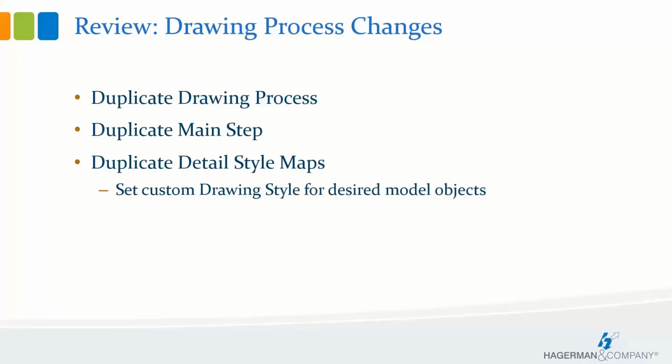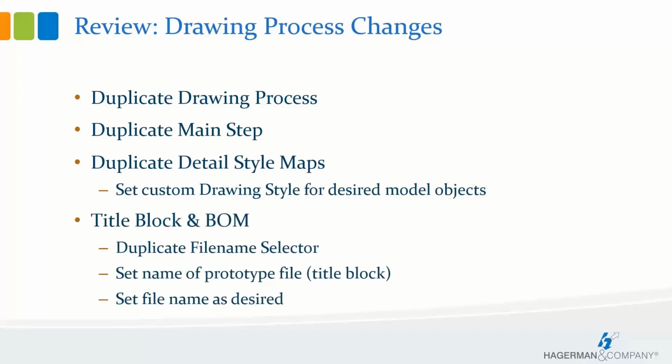So once we created a new detail style map, and we plugged in our new drawing style, and then we plugged the style map into the main step. And the last thing we did was we duplicated the file name selector and replaced the prototype file. And all you do is type in the name of that drawing. And we also changed the format for the file name by updating the prefix that sits out front of the number.